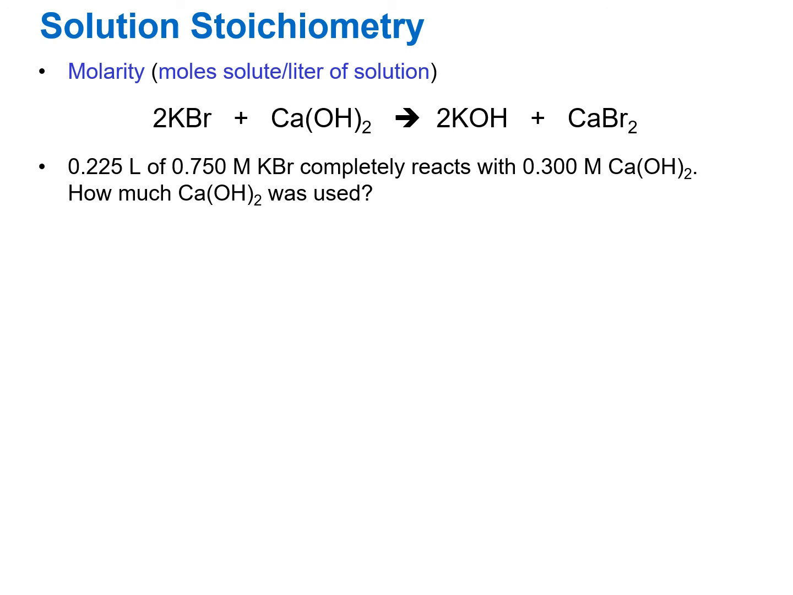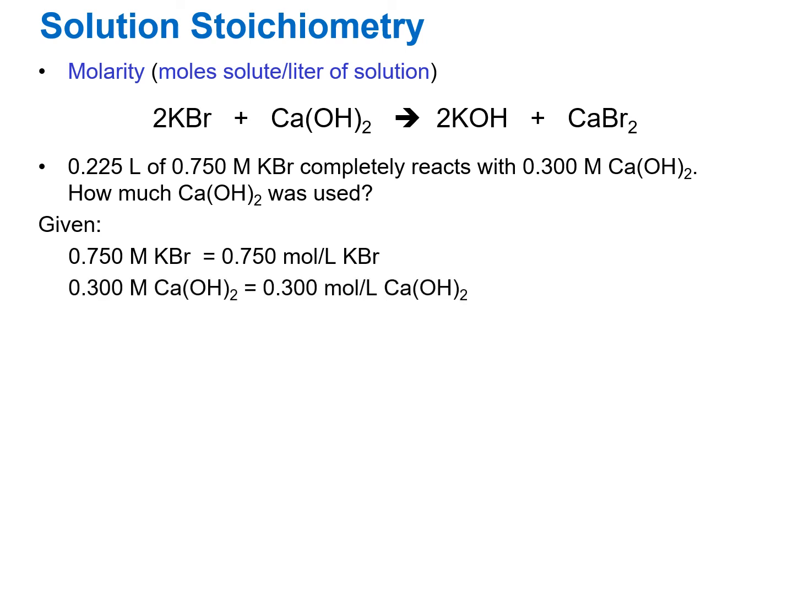So let's see what we have. The first thing that we know is that we're given the molarity of potassium bromide, and we can just go ahead and convert that into moles per liter. So we have 0.750 moles per liter of potassium bromide. We also have the molarity of our calcium hydroxide, which is 0.300 molarity, or 0.300 moles per liter of calcium hydroxide. The other bit of information that we're given is that in this equation we used 0.225 liters of potassium bromide.